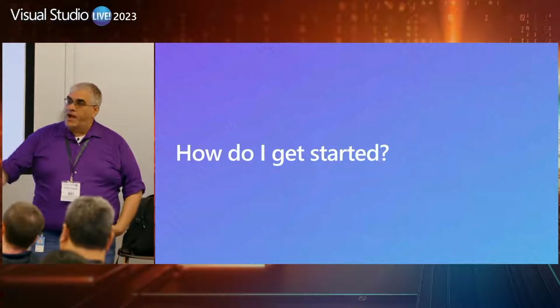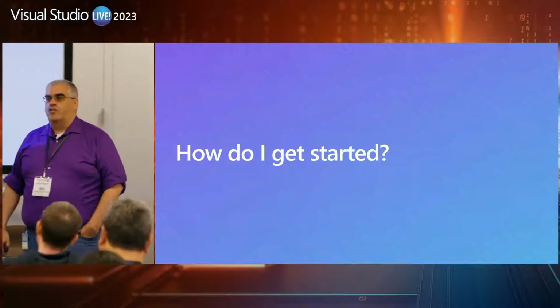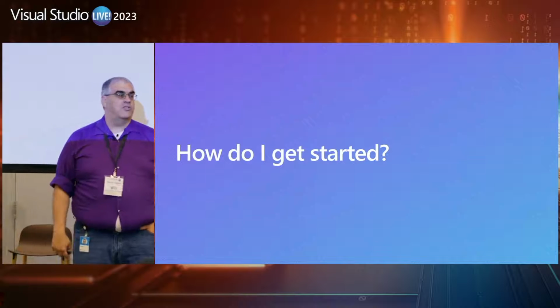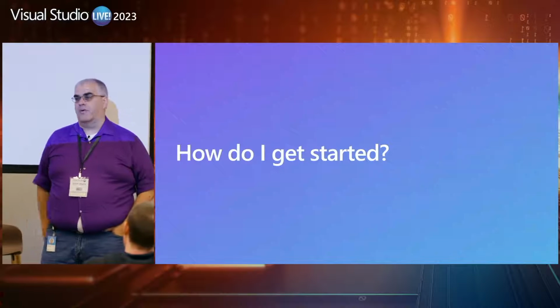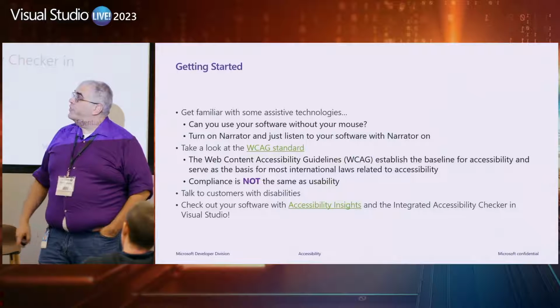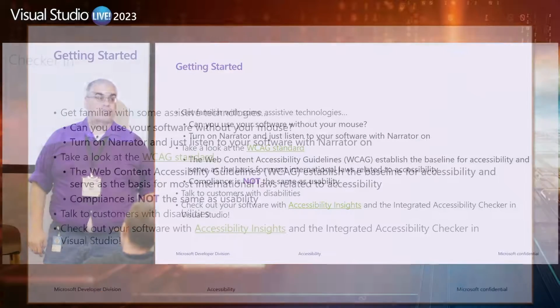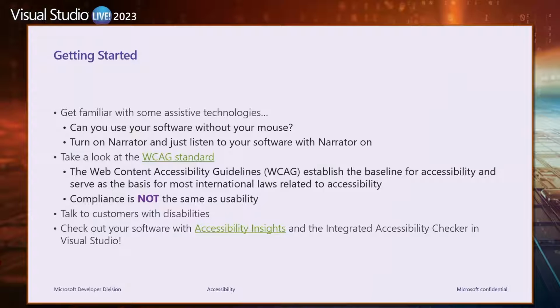So how do you get started? I mentioned before, sometimes the way to get people bought in is to make some small changes and show teams that it's having some impact. So a few things that you can do. Obviously, getting familiar with some assistive technologies is very valuable. Can you use your software without a mouse? As I mentioned before, turn on Narrator and just listen to your software.